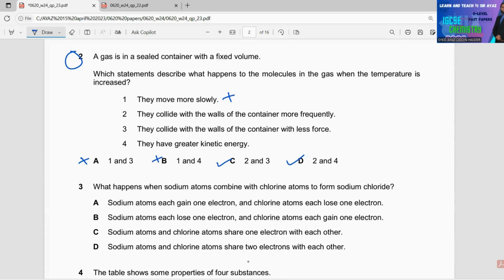What about statement number 2? They collide with the walls of the container more frequently. This is the correct statement. Number 3, they collide with the walls of the container with less force. This is incorrect. Number 4, they have greater kinetic energy. This is correct. 2 and 4 is correct. So D must be the right answer in this case.